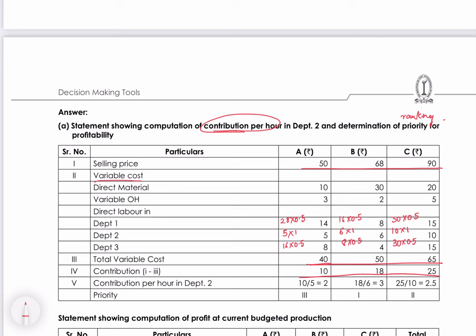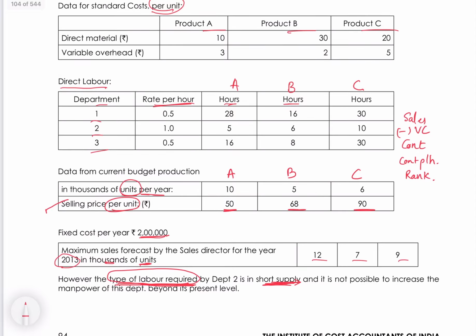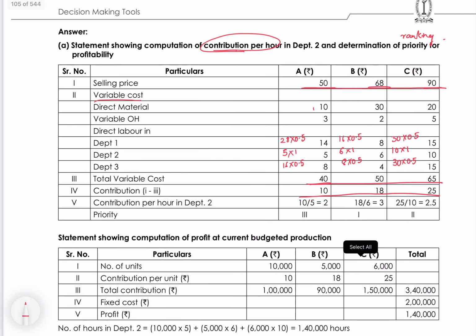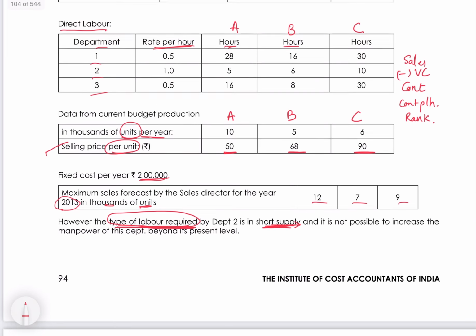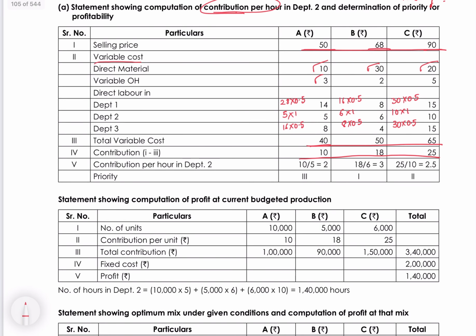So, particulars A, B, C. Starting with selling price, we write 50, 68, 90. Now, we have to find variable cost. We have three variable costs: direct material, direct labor, variable overheads. Direct material is directly given: 10, 30, 20. So, we will just write it down. Variable overheads is also given: 3, 2, 5. So, we will write 3, 2, 5.